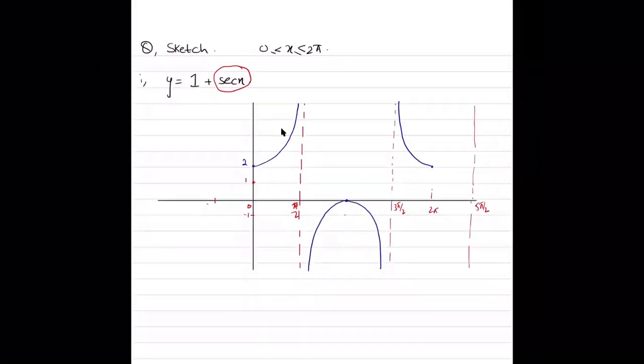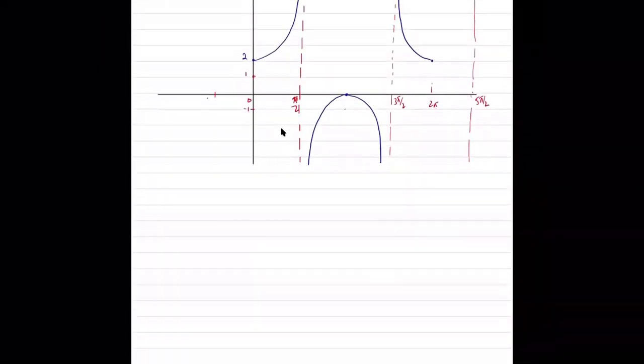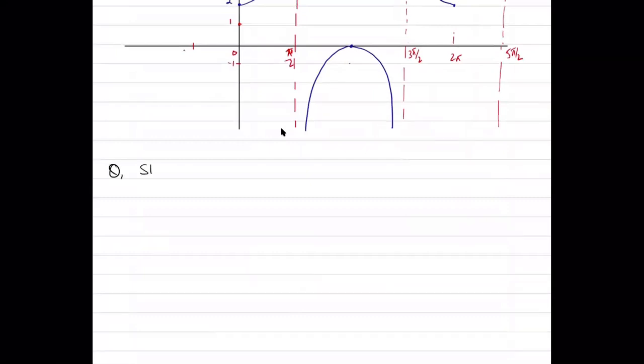Now, let's discuss one more important transformation. Y equals secant of x plus pi by 2. Now, if there is an addition or subtraction in the angle, then that is responsible for the horizontal shift of the graph, the horizontal shift of the entire graph.